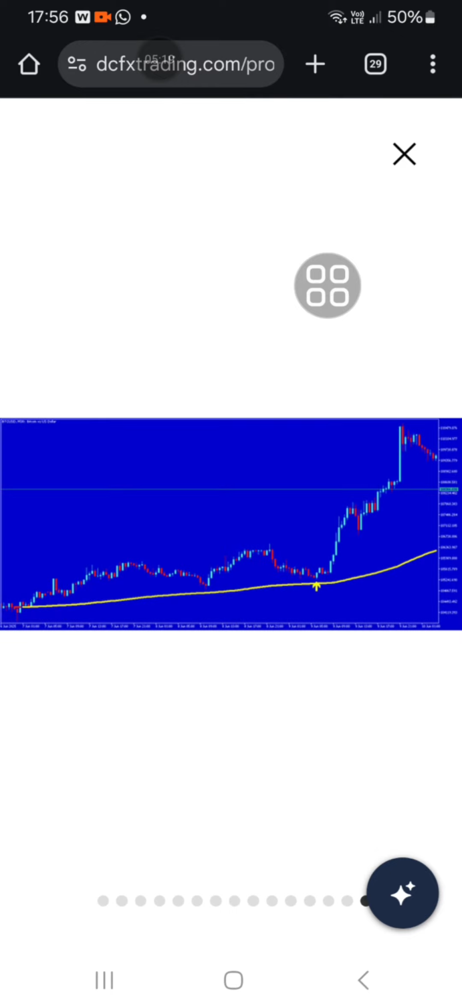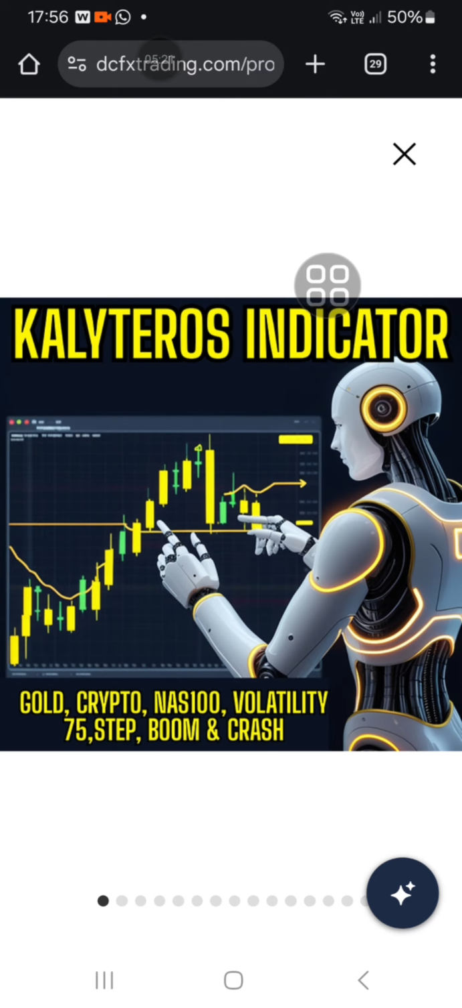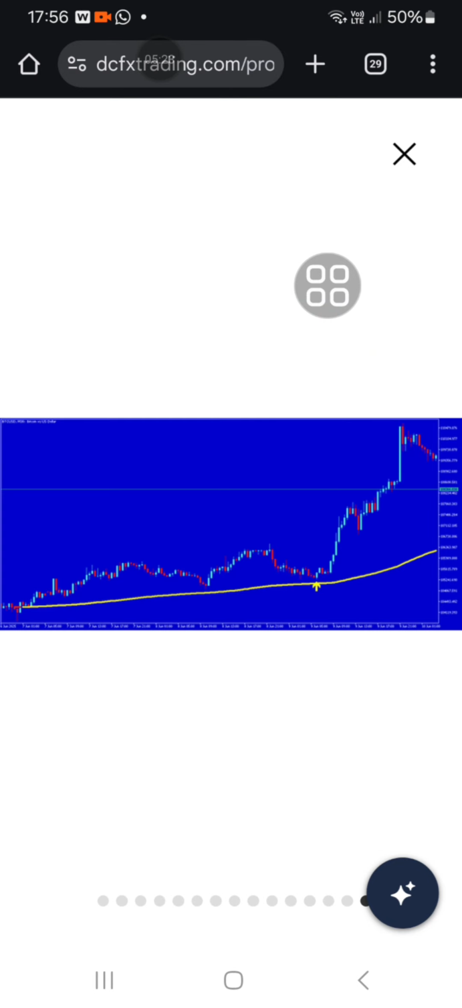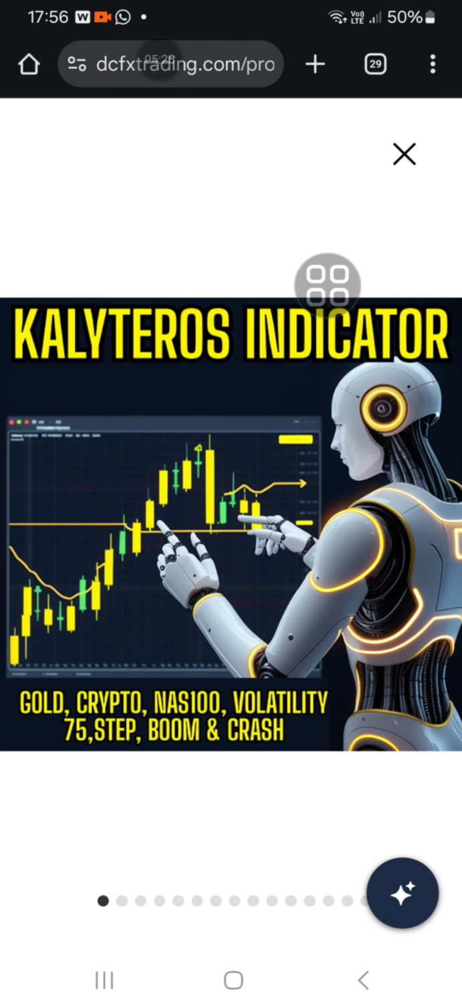So this strategy can also be used on the forex space, it can be used on gold, it can also be used to trade BTC, it can also be used to trade Deriv Synthetic Indices, your boom and crash, volatility, your step, jump. You can make use of this particular indicator.